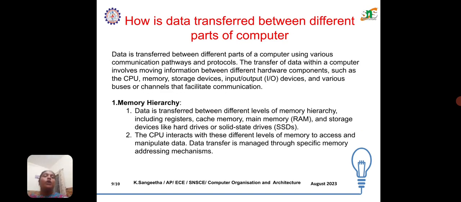And next we will move on to how data is transferred between different parts of a computer. Data is transferred between different parts of a computer using various communication pathways and protocols. The transfer of data within a computer involves moving information between different hardware components such as CPU, memory and storage devices, input and output devices, and various buses or channels that facilitate communication. Data is transferred between different levels of the memory hierarchy, including registers, cache memory, main memory and storage devices. So the CPU interacts with these different levels of memory to access and manipulate the data.